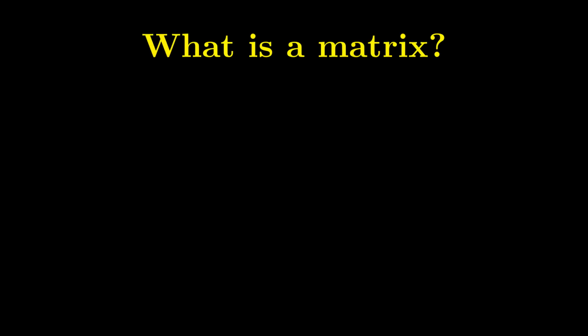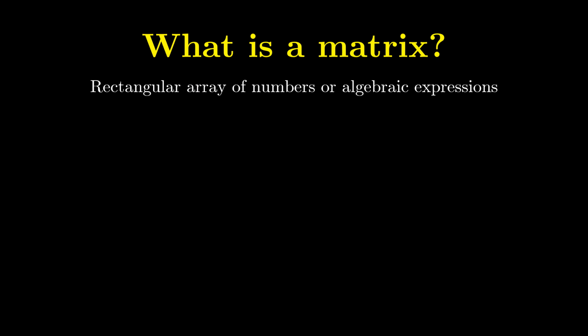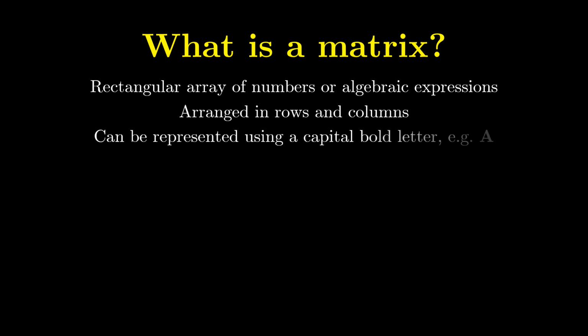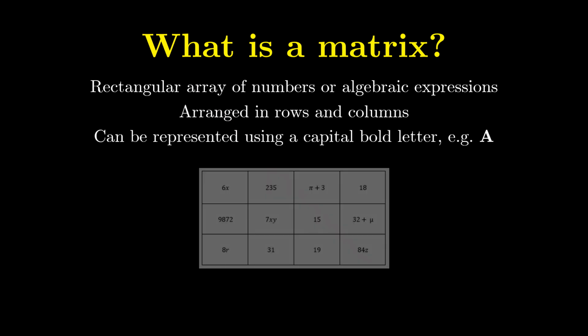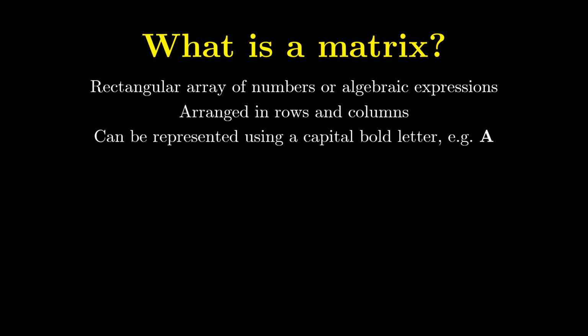What is a matrix? A matrix is a rectangular array of numbers or algebraic expressions arranged in rows and columns. It can be represented using a capital bold letter, such as a capital bold A. Think of it a bit like a data table. Here is an example of a matrix.